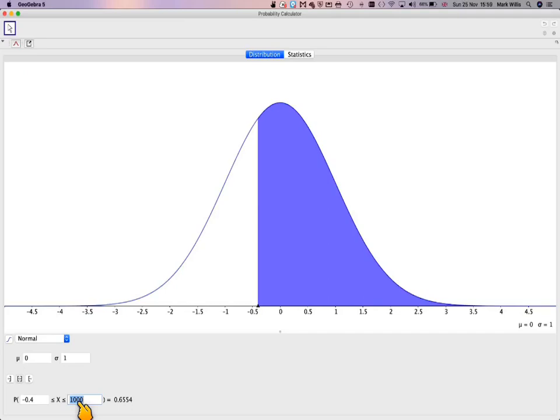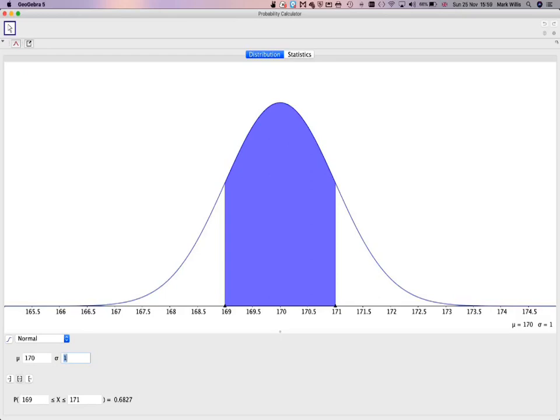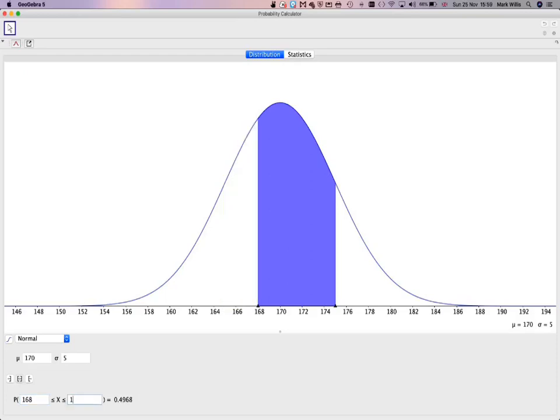So just going back to that, this would be your lower value on your calculator. This would be your upper value using a mean of 0 and 1. If you used a mean of 170 and 5, and in here now you put 168, and again for the upper value you put in a high number, 1,000. Okay, you can see you're going to get the same answer, 0.6654.